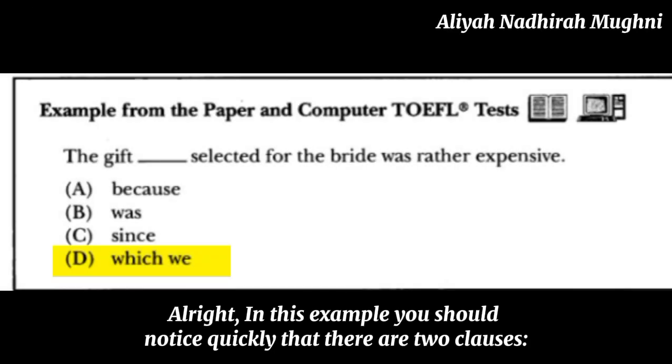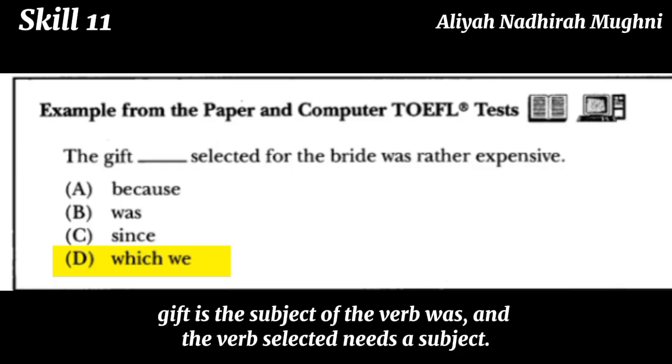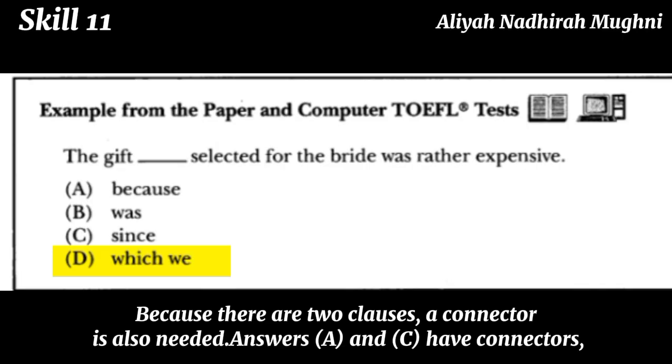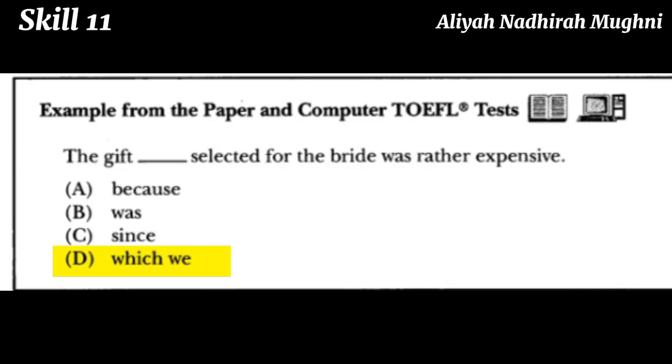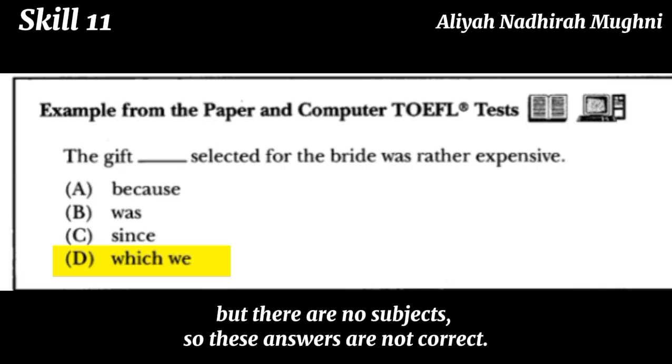Alright. In this example, you should notice quickly that there are two clauses. Gift is the subject of the verb was, and the verb selected needs a subject. Because there are two clauses, a connector is also needed. Answer A and C have connectors, but there are no subjects. So, these answers are not correct.